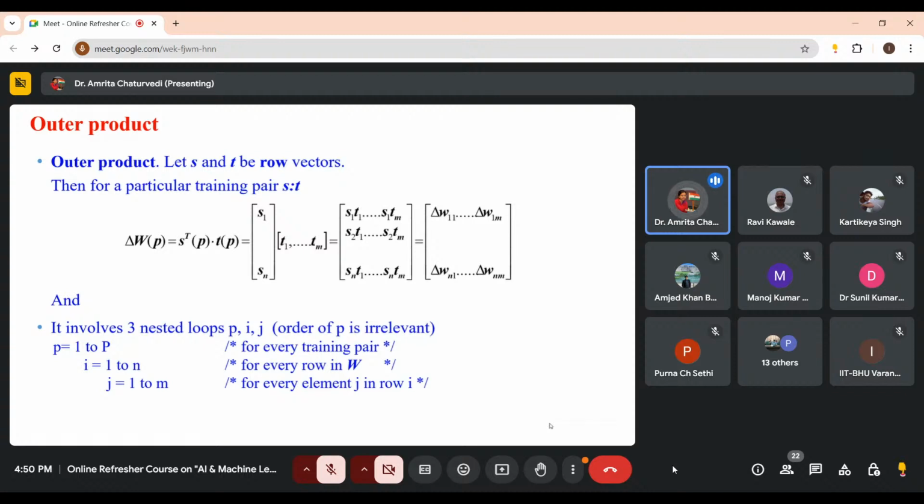Suppose you have to write code for this. You will be writing 3 nested loops, for P, I and J. So P is equal to 1 to P, that is the total number of patterns that are there. I is equal to 1 to N for every row in W, and J is equal to 1 to M for every element J in row I.